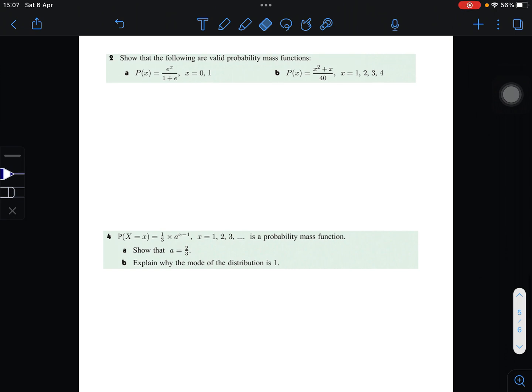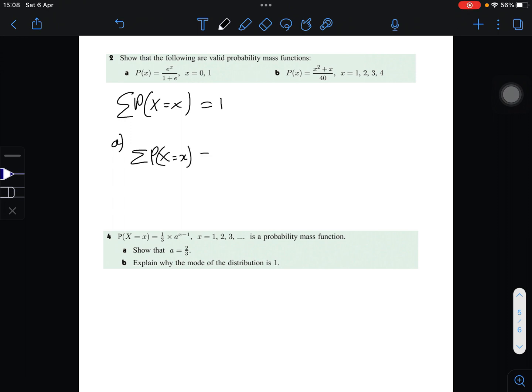Show that the following are valid probability mass functions. Well, the only way to tell if something is valid, same as an earlier question, is if the sum of P of X equals x equals 1. So the sum of probabilities equals 1. That's the only definition for a probability mass function. So for part A, we need the sum of P of X to equal 1 for whatever X is equal to. In this case here we've got X from 0 to 1.